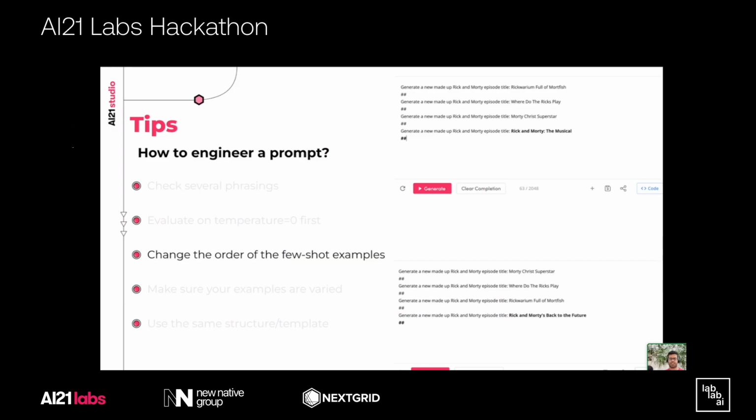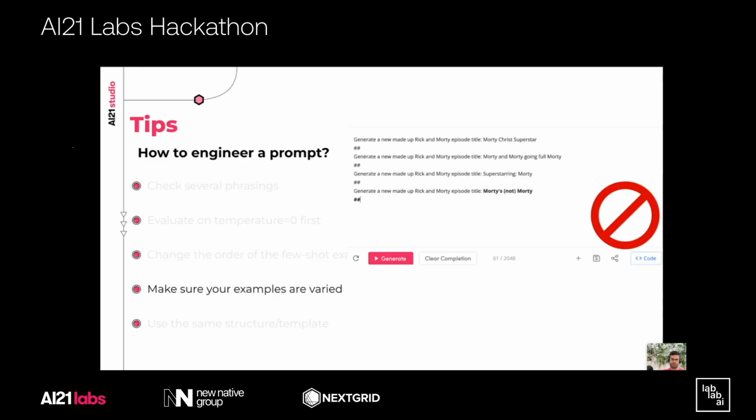If you're using few shot examples, and by the way, the app that you've seen on the Rick and Morty that Yotam and myself built works on few shot. Okay, we didn't train a custom model specifically for that, just few shot on several episodes. So you can think about trying to play with the order of the examples. Sometimes it works better, sometimes not.